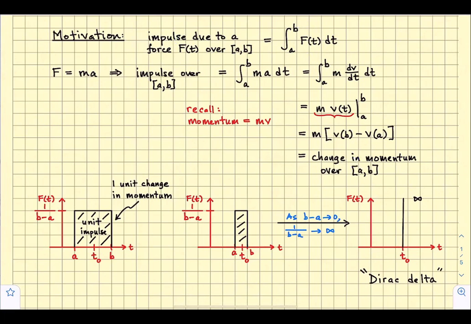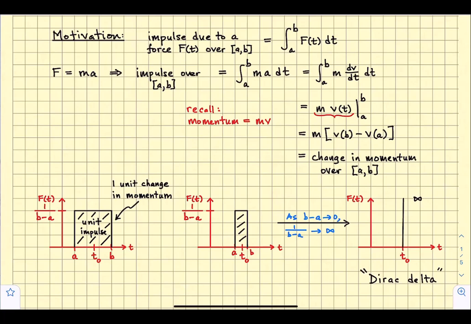So when I do this, where this area is 1, we call that a unit impulse or a unit change in momentum. A way to accomplish that would be, if we're applying our force on some interval from a to b, we'll just take our force to be 1 over b minus a, and then the base times the height will give us an area of 1, and this unit impulse is a consequence of having a 1 unit change in momentum. So those two things go hand in hand.